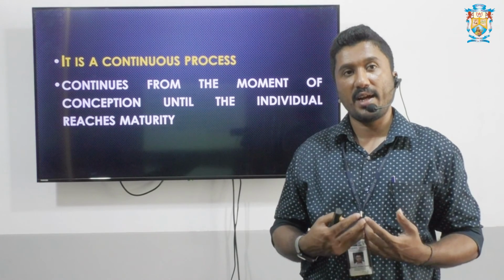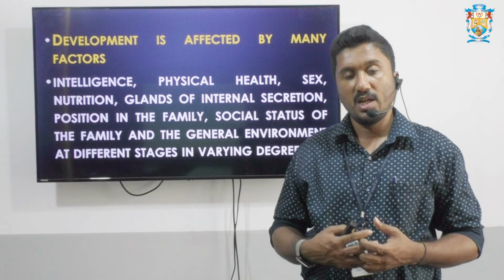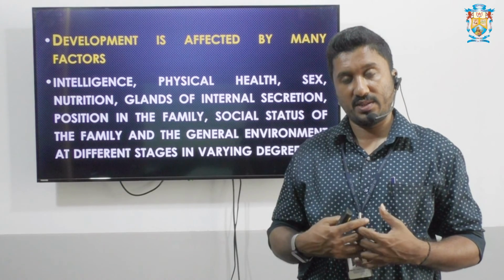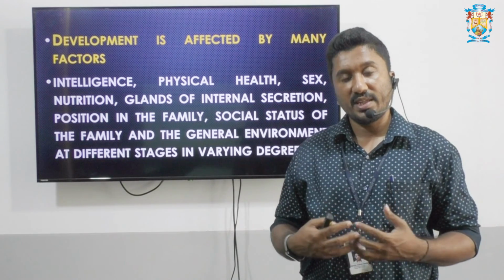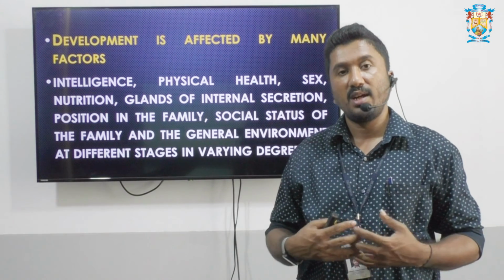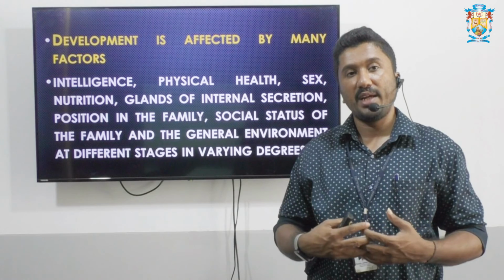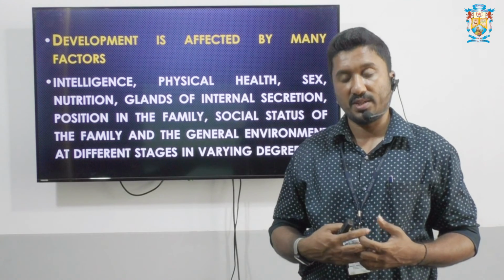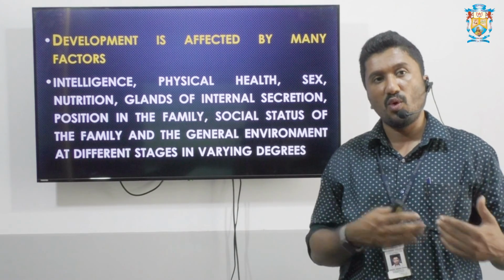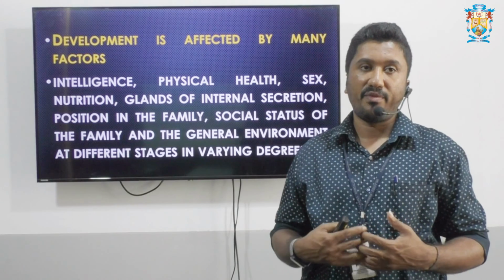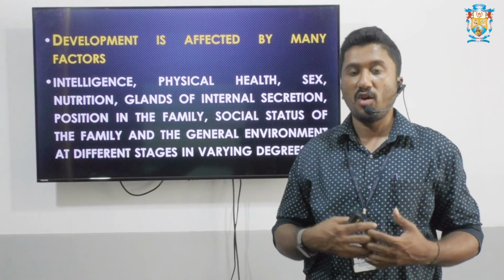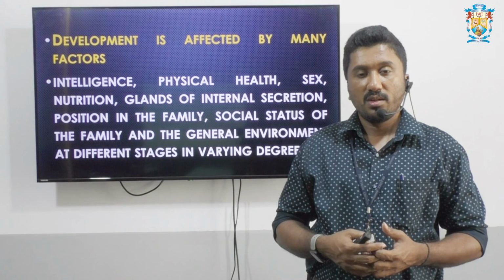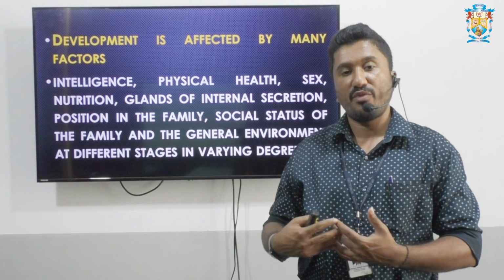Also, we have the second characteristic, that development is affected by many factors. So, human growth and development is a very complex phenomenon. So, it is affected by a number of factors. And these factors are intelligence, physical health, sex, nutrition, glands of internal secretion, position in the family, then social status of the family, and the general environment at the different stages in varying degrees. So there is an interrelationship between growth, development, and reproduction in the maintenance of life. So all three biological processes take place depending on the others. So early reproduction affects the growth and development of an individual. So these are the characteristics of development.